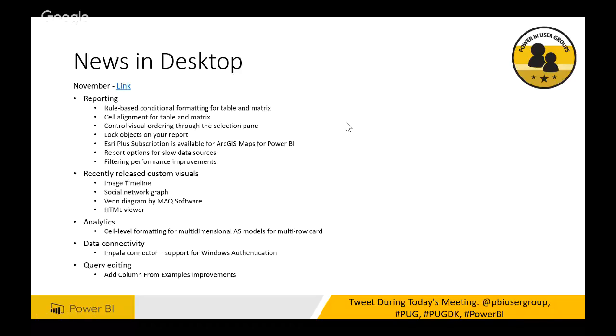But in November, we got the new desktop release and we had a lot of nice features included in that. We have the rule-based conditional formatting in table and matrix. We now can align the column headers in tables and matrix. We can also use the selection pane to do visual ordering. And one of the things that I really like is the ability to lock objects on your report. And I'll demonstrate these in a while.